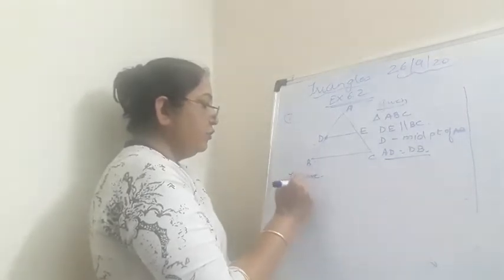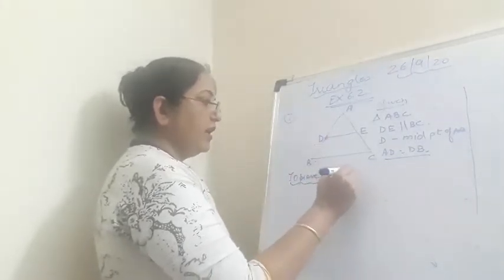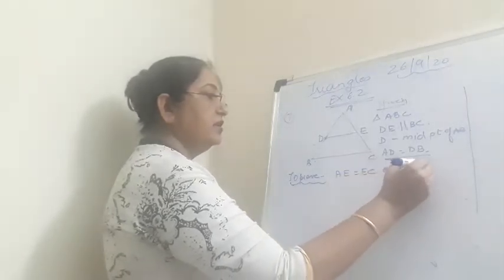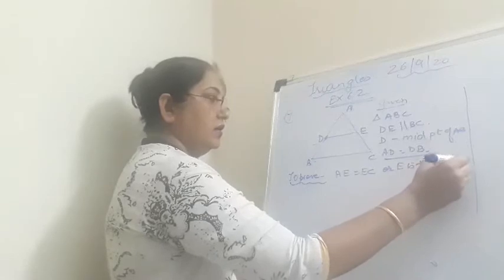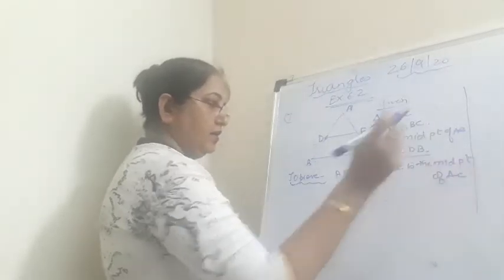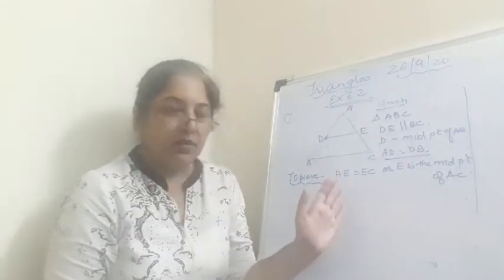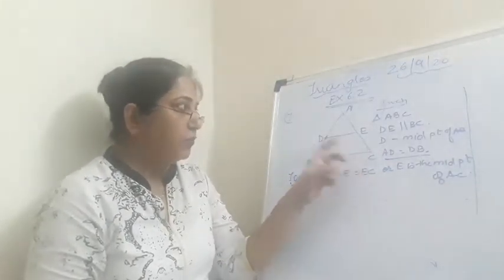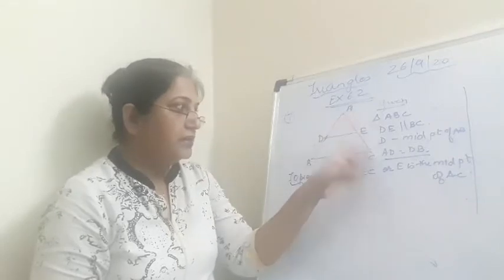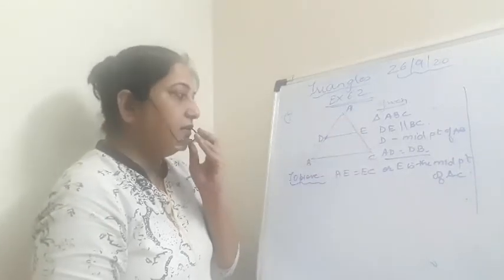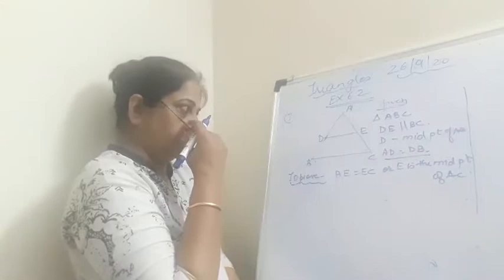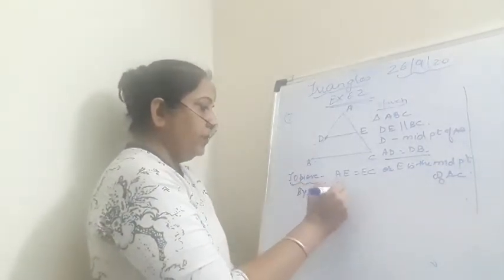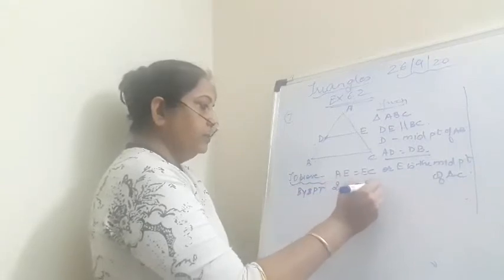And what do we have to prove? We have to prove that AE is equal to EC, or we can say that E is the midpoint of AC. I have explained in simple words that D is a midpoint, DE is parallel to BC, and we have to prove that E is the midpoint of AC. Right?